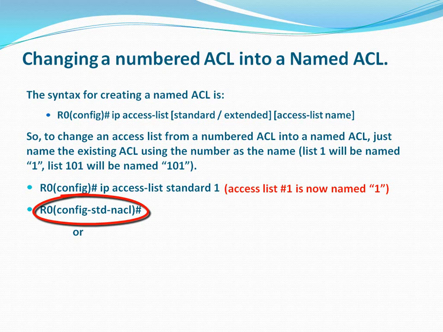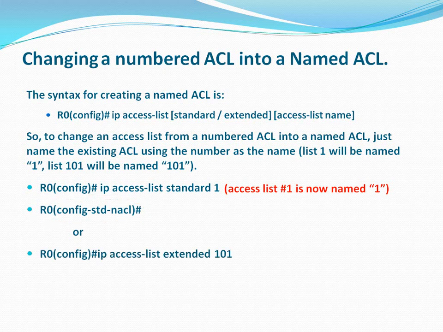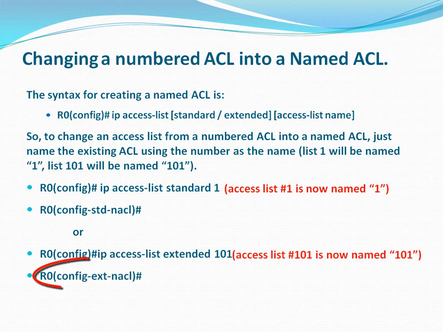Notice that the prompt changed to config-std for standard NACL, named access control list. Or for an extended, ip access-list extended 101. Access list 101 is now named 101. Notice that the prompt there is config-ext for extended and an ACL for the named access control list.